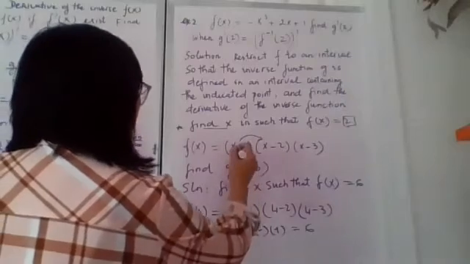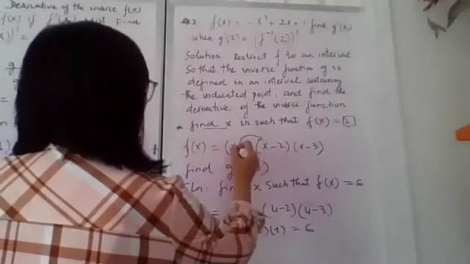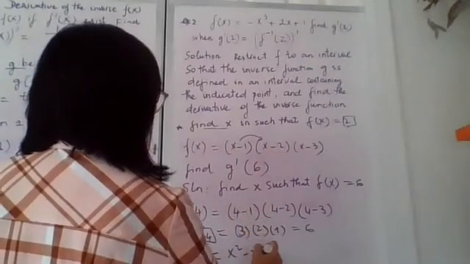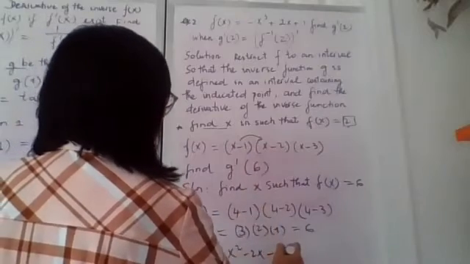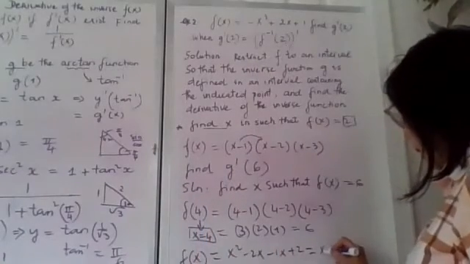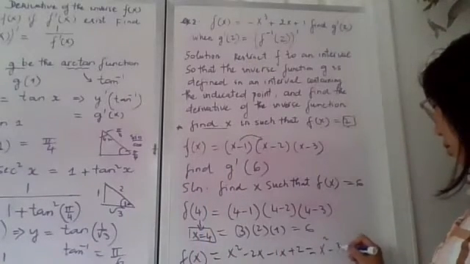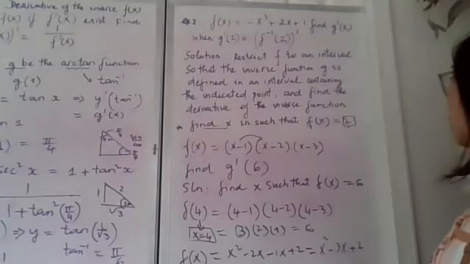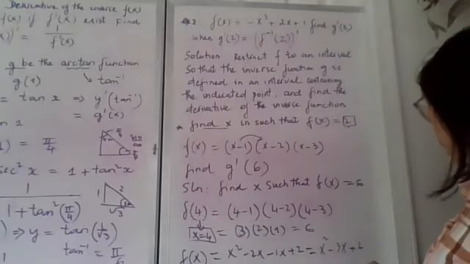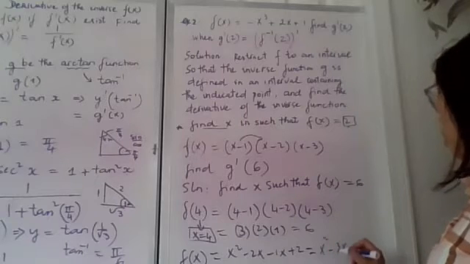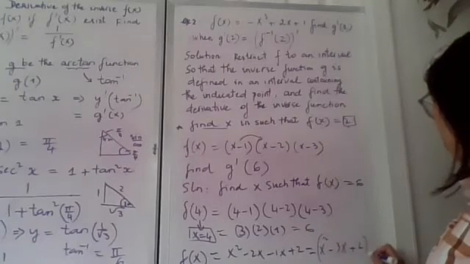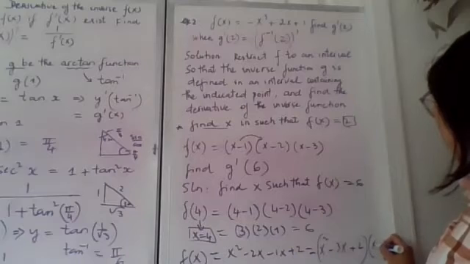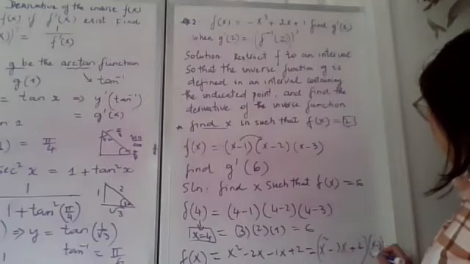So f of x equals x times x is x squared, x times minus 2x, and minus 1x, and plus 2. So simplifying this function, we have x squared minus 3x plus 2, right? Okay, now we also can do the product rule to take the derivative, but why don't we just multiply them together? So maybe that would be easier.